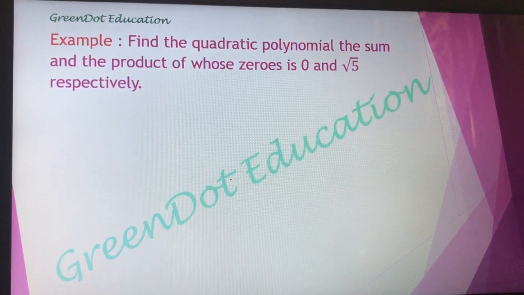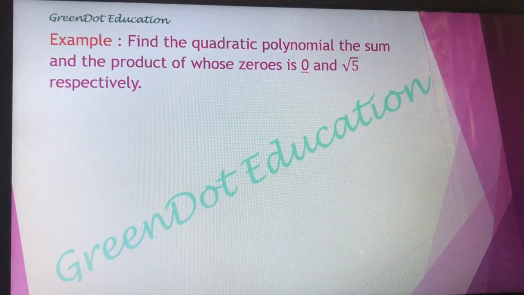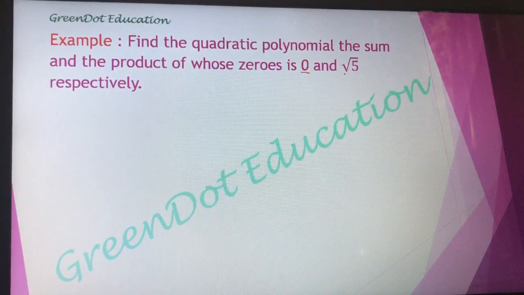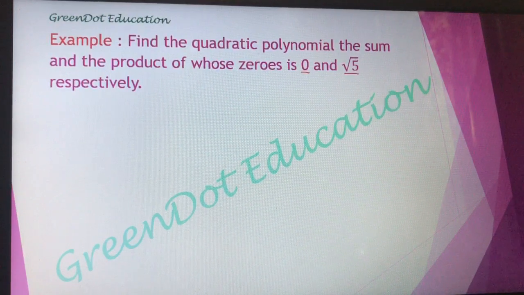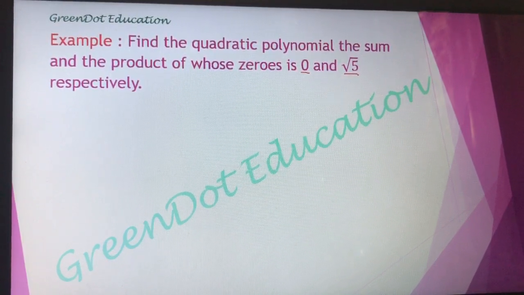So here we have been given the sum of the zeros as 0, and the product of the zeros of the polynomial is square root of 5. Now using this information, we are going to form the quadratic polynomial.